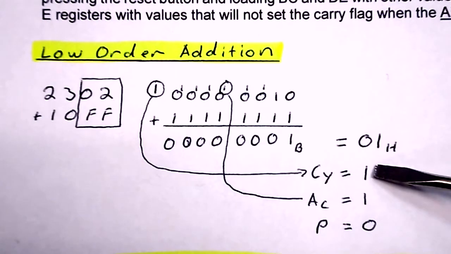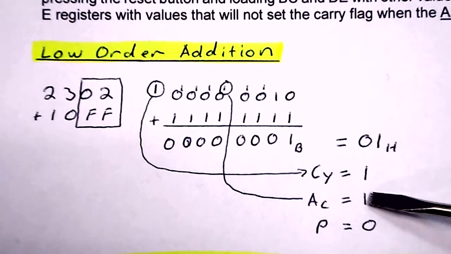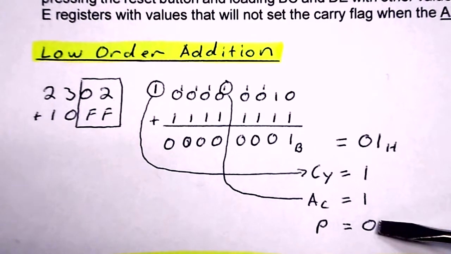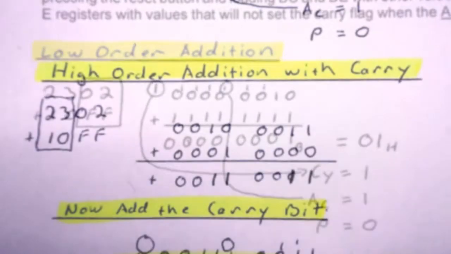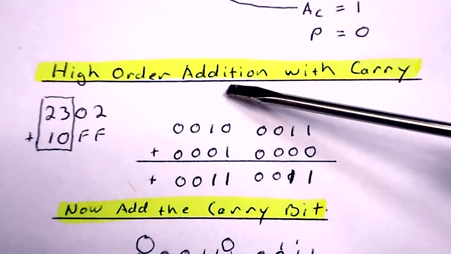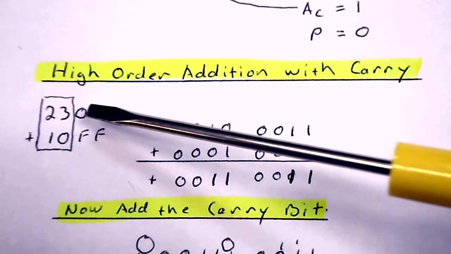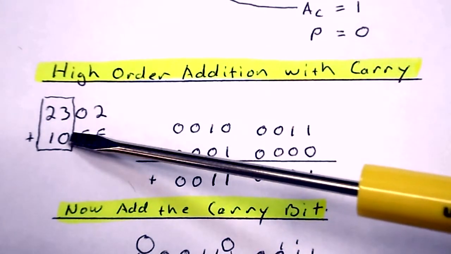The carry flag will be set, the auxiliary carry bit will be set, and the parity bit will be reset. So that's the first step, the low order addition. The next step is the high order addition with carry. So that's the 2, 3 plus the 1, 0.